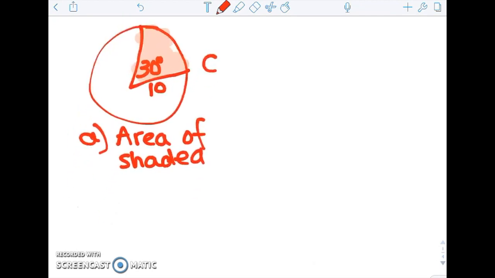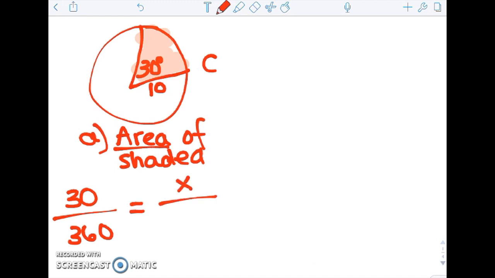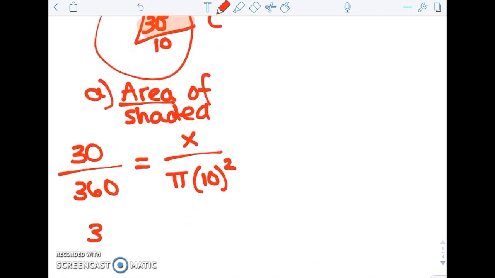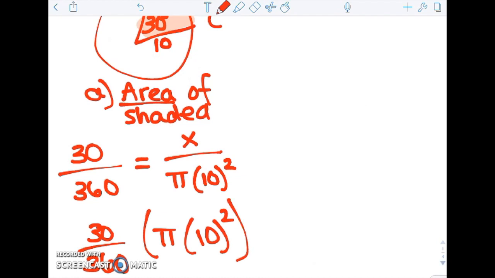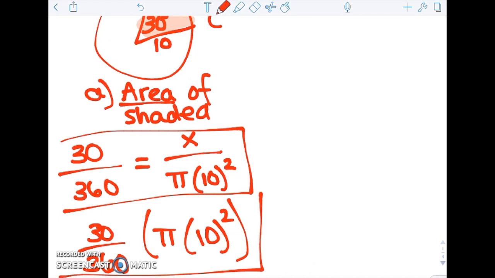And there are two different ways you can do this. You can either think about a part over whole relationship. So we want to find area. So this is 30 degrees out of a total of 360 degrees. And I want to find what part of the area is, given that the total area is pi r squared. Cross multiply, solve that, and you will get your area. Now the other way you could do it is you could say, okay, well 30 over 360 is the fraction of the circle, and I'm going to find the fraction of the entire area. And these will give you the same answer either way, but make sure you know one of the ways.